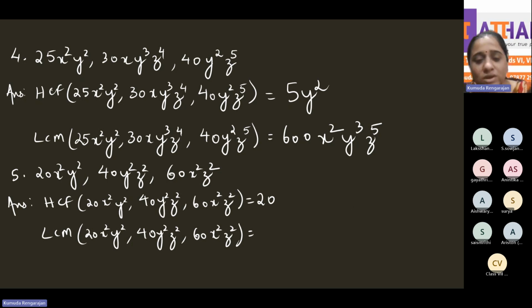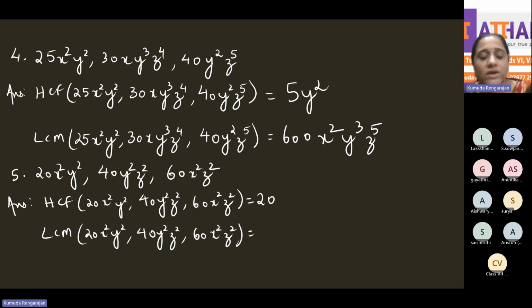term, and x square in the third term. So which is the least power? X to the power 0. So ignore. X to the power 0 is 1. So just leave it. Then it's y square in the first term, y square in the second term, y to the power 0 in the third term. Y to the power 0, which is 1.